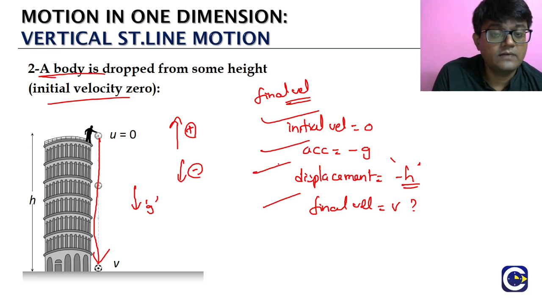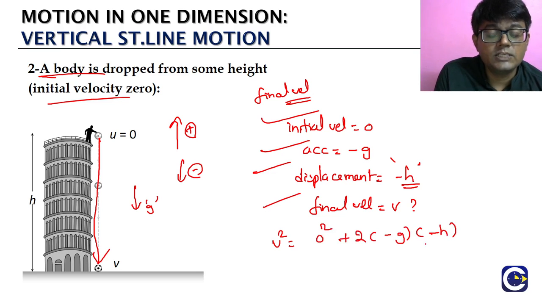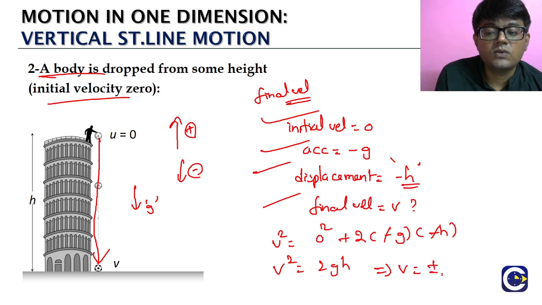What is the equation we have? v square is equal to u square plus 2as, right? So final velocity square is equal to what? u square, initial velocity is 0, plus 2 into acceleration, which is minus g, into displacement, which is minus h. So v square is equal to minus minus, which will become plus, 2gh. From here we will say v is equal to plus or minus root 2gh.